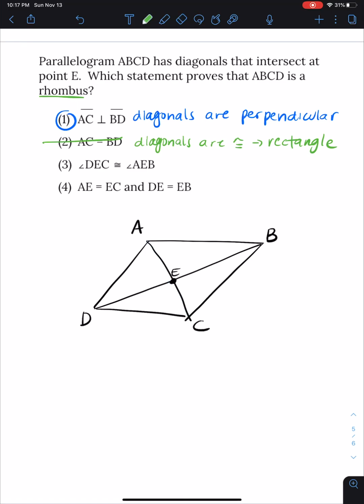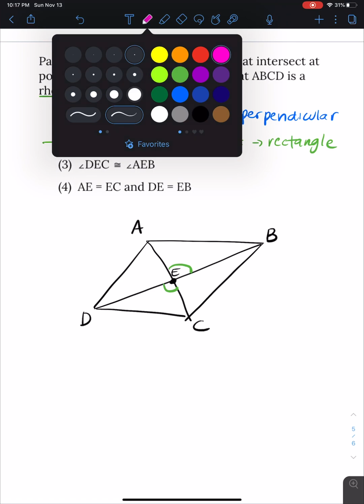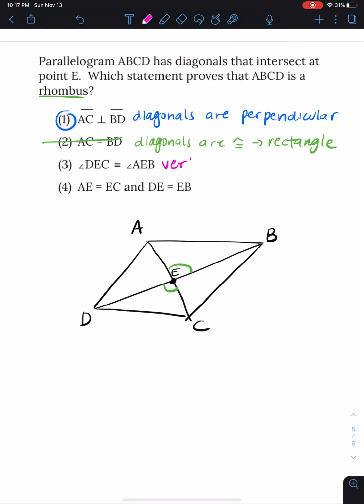All right, angle DEC is congruent to angle AEB. This statement is true, but this is just true because these are vertical angles. So if the shape were a rhombus, this is true in a rhombus, but this is not a property of a rhombus. These angles just happen to be vertical angles that are in a shape that could be a rhombus. So this is also not going to be one of our options.